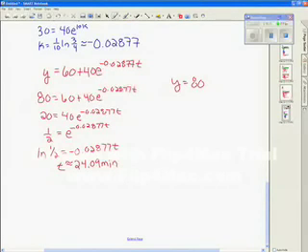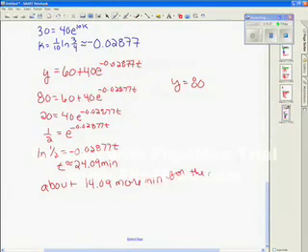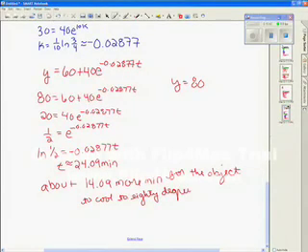It's going to take about 14.09 more minutes from the original for the object to cool to 80 degrees. Okay? That's the end of these notes.